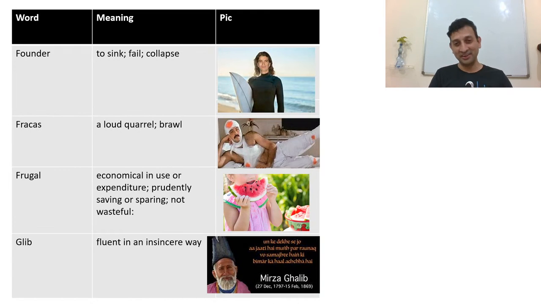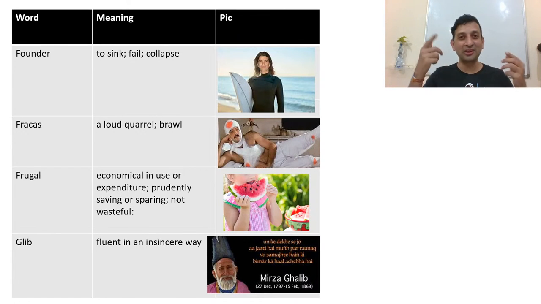Last one. I don't know if you guys can see this. I'll read this out for you. This is Mirza Ghalib, his photograph, and one of his lovely, lovely couplets. Unke dekhe se jo aajati hai muh par ronak, wo samajhte hain ki bimar ka haal achha hai. Beautiful. But a husband who says this to his wife is being a glib liar.